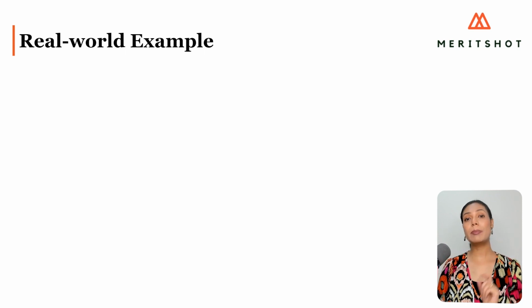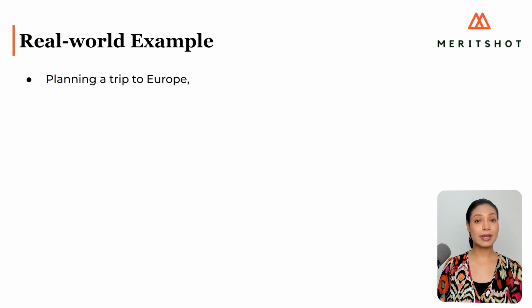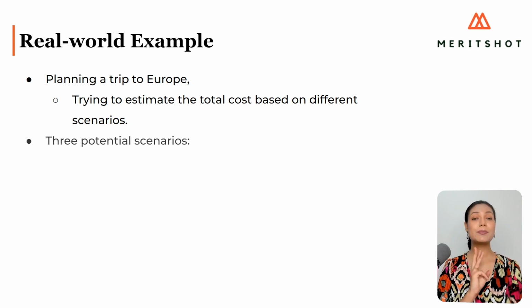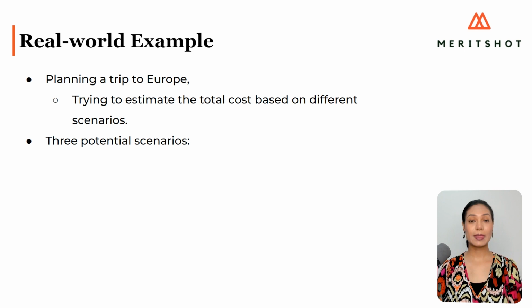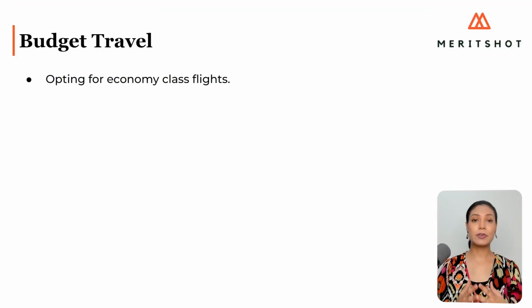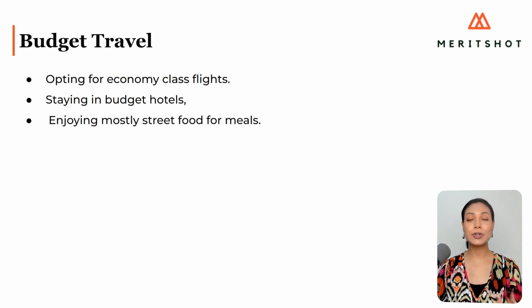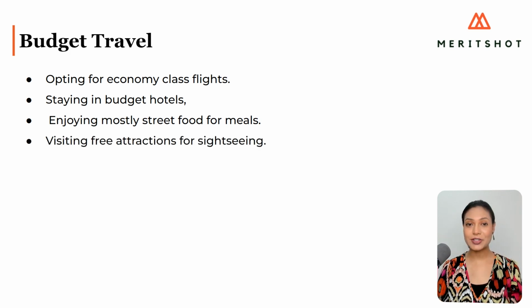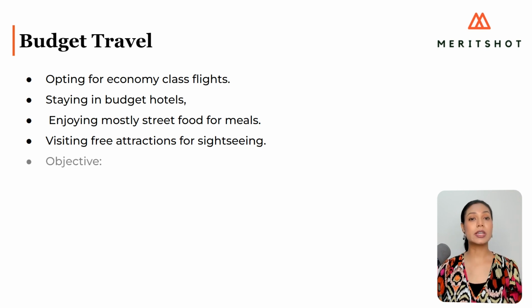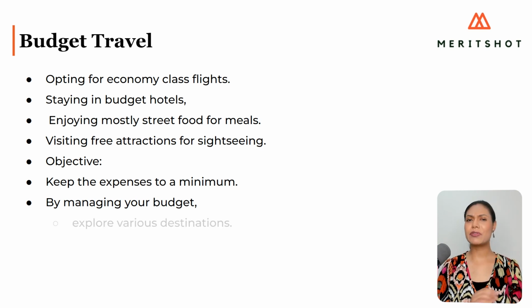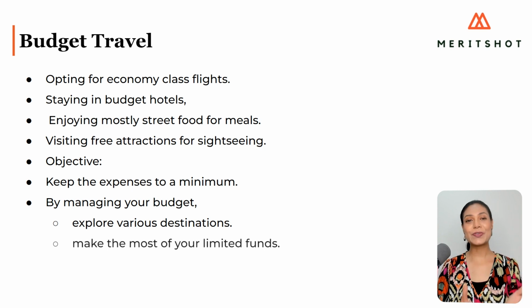Let us imagine you are planning a trip to Europe and you are trying to estimate the total cost based upon different scenarios. You have three potential scenarios to consider. First scenario, budget travel. For this scenario, you will be opting for economy class flights, staying in budget hotels, enjoying mostly street food for meals, and visiting free attractions for sightseeing. The objective here is to keep the expenses to a minimum while still having a memorable travel experience. By carefully managing your budget, you can explore various destinations and make the most of your limited funds.